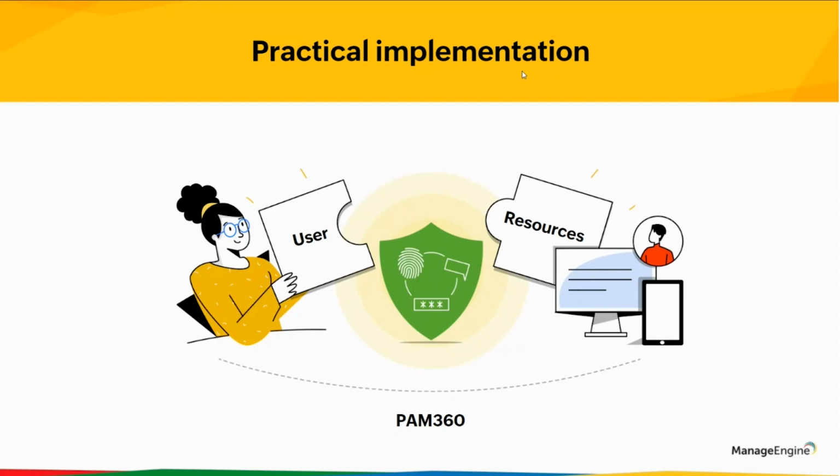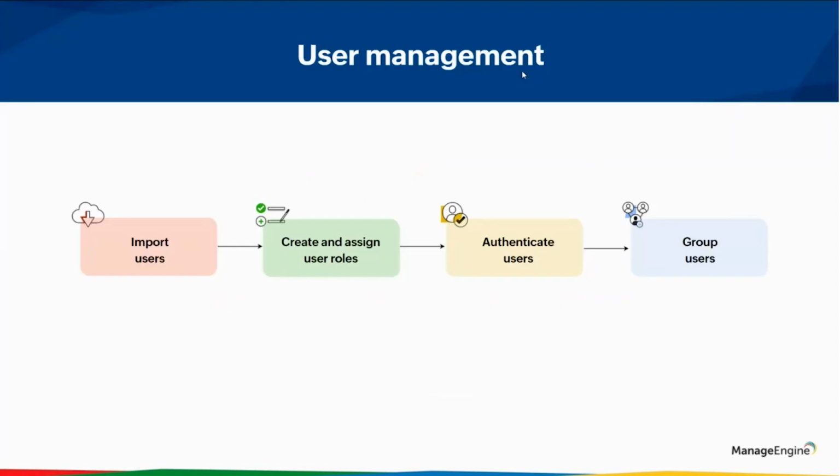So first, let's take a look at user management. When it comes to user management, we need to import the users into the application first. Once they are imported, we can assign them multiple roles. With the roles, we can completely control what they can do in the application, and we can assign role-based access control for them. And the third part of user management is going to be the authentication mechanism.